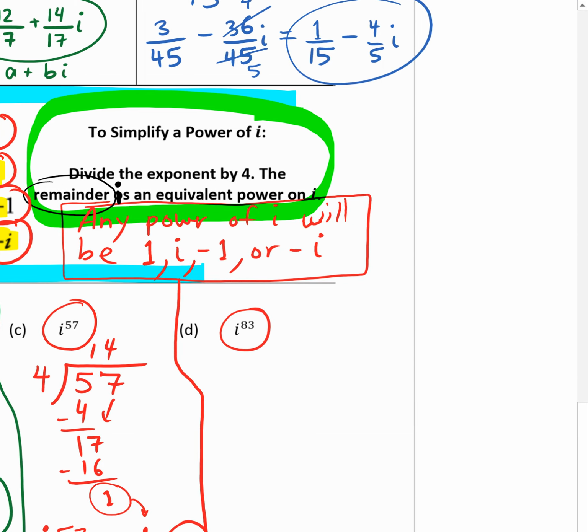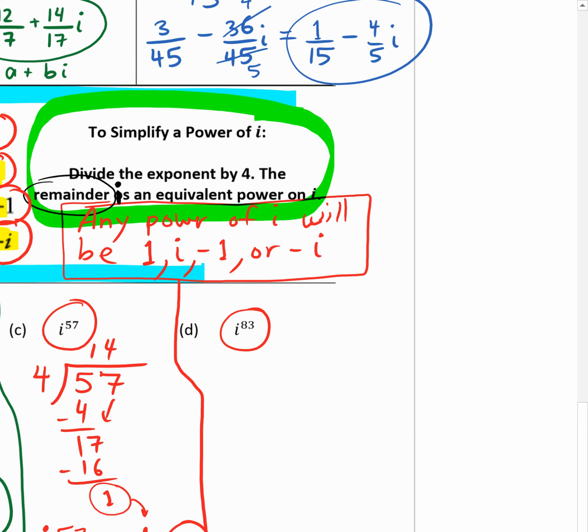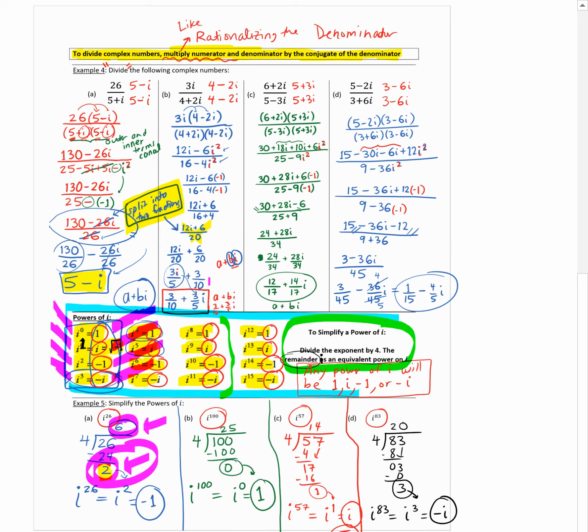Man, it's weird stuff, right? Very weird. One more, and I think we'll get the hang of it. Again, you're just dividing the power by 4 every time. 4 can go into 8 twice. It goes into 3 0 times. So the remainder is 3. That means i to the 83rd is the same as i to the 3rd. And i to the 3rd, if you go back, is -i. That's the thing we're looking for there. All right, and that's it.